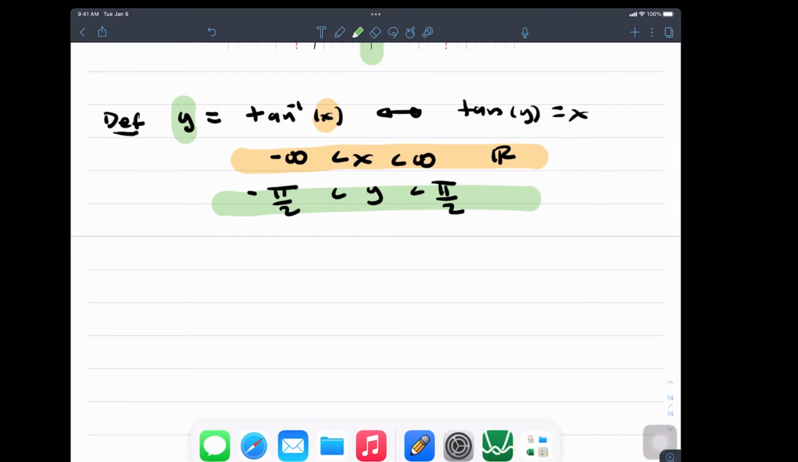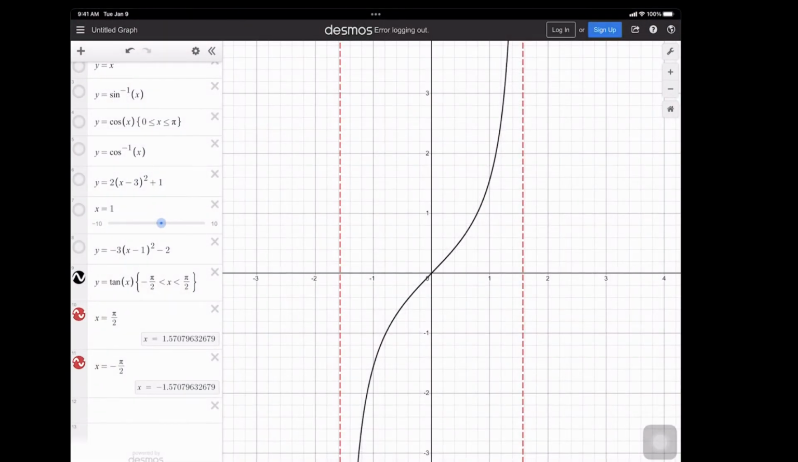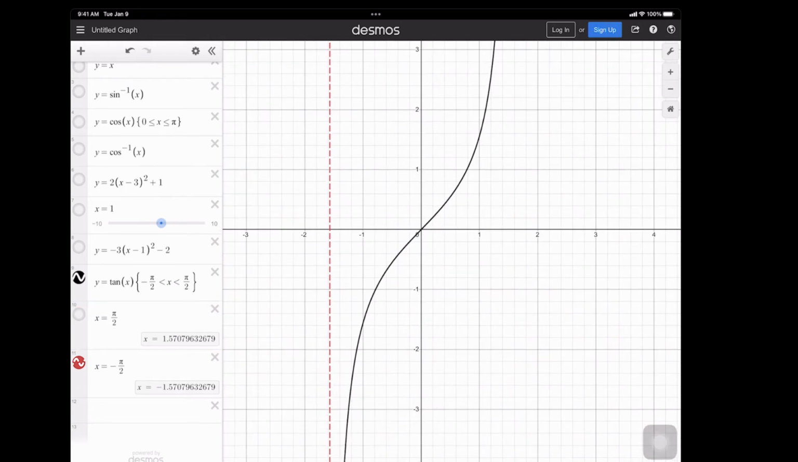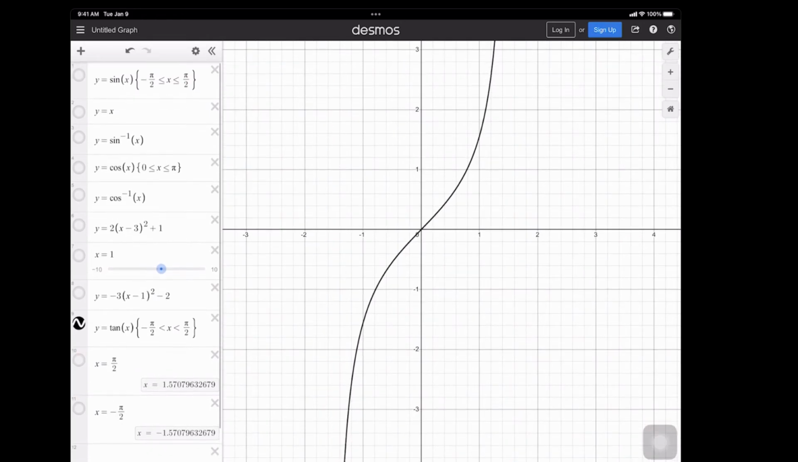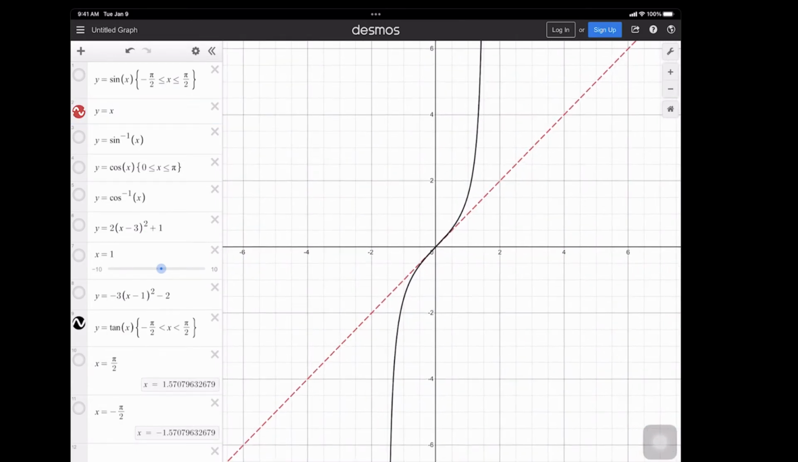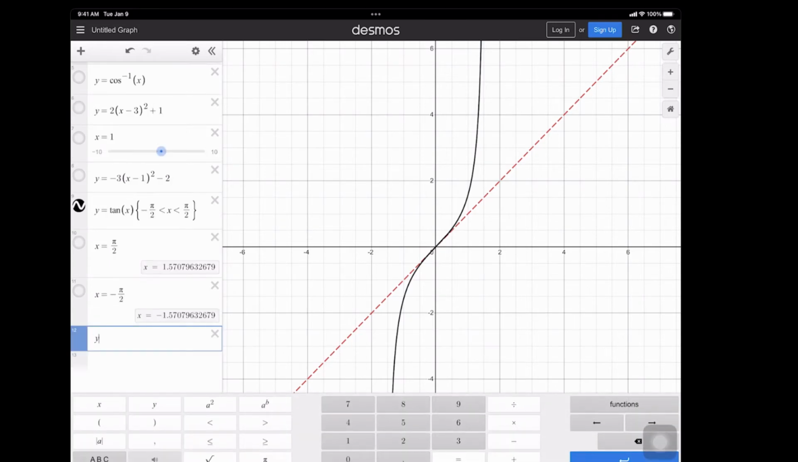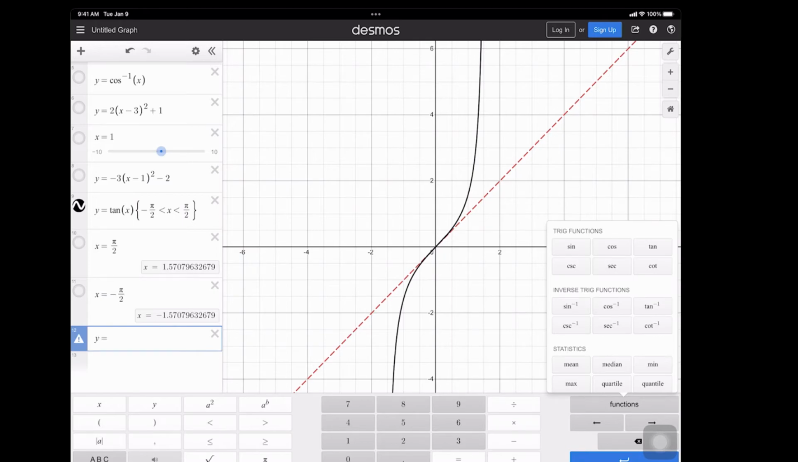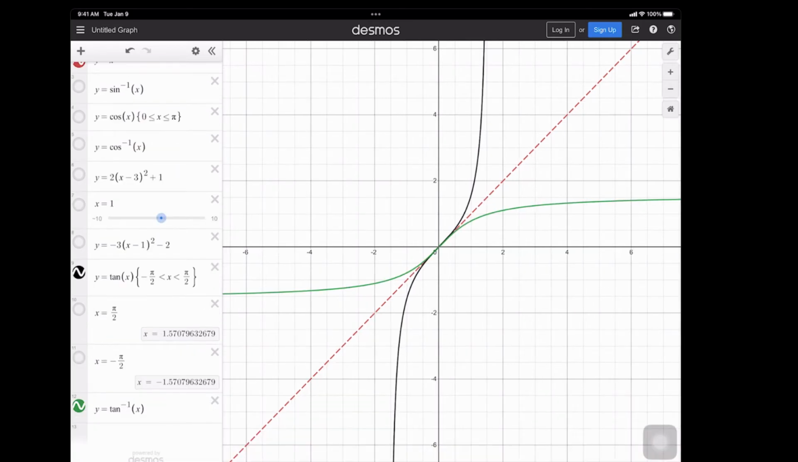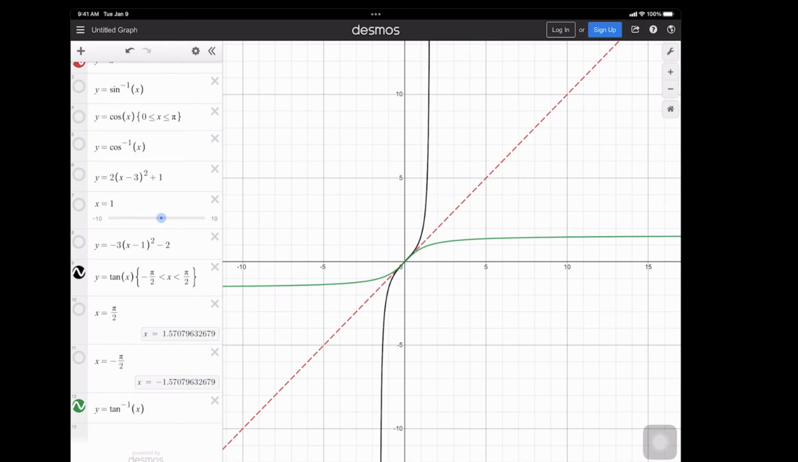Now, remember what I shared with you guys last time as well, right? What did I say about functions and their inverses? They're reflected about the line y is x. Is that right? So if I go now here in decimals and say, what is the inverse tangent function? What do you guys see in green here? You should see exactly that reflection.